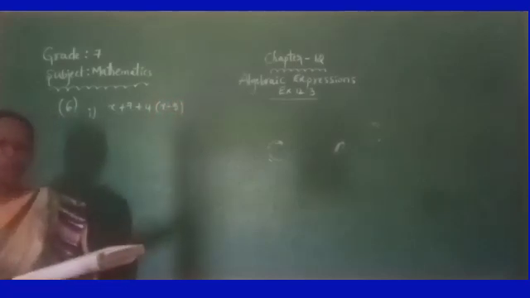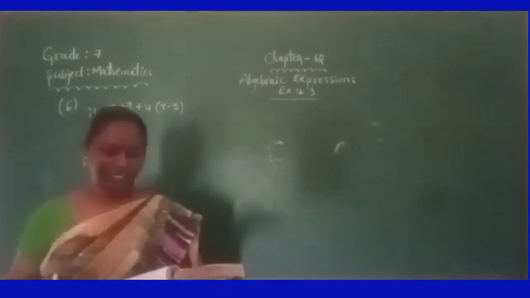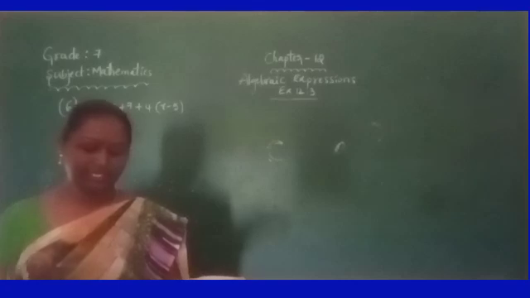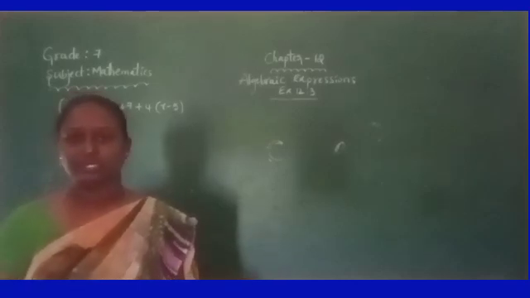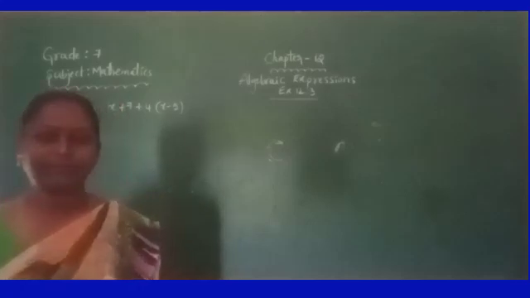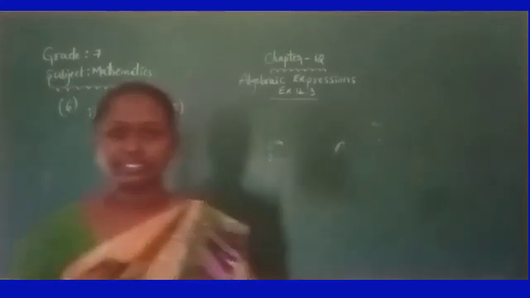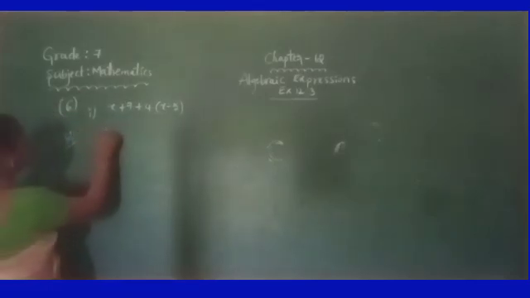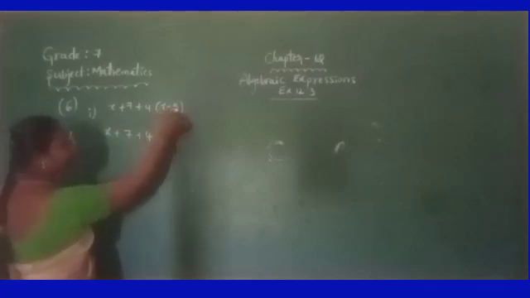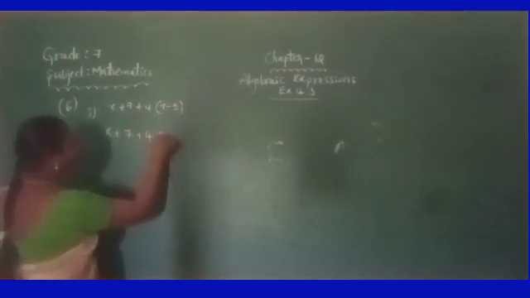Here we have to simplify the expression, and then find the value if x is equal to 2. If x is equal to 2, then what is the value of the expression? First we have to simplify this one: x plus 7 plus 4 into x minus 5. How to simplify? This bracket you have to consider as 4 into x, 4x.